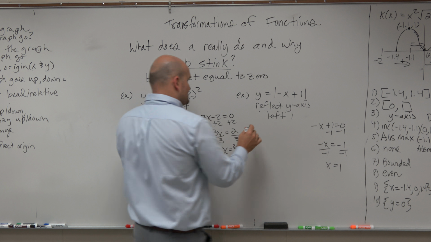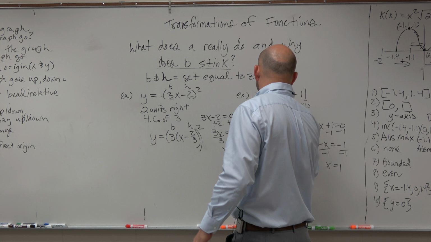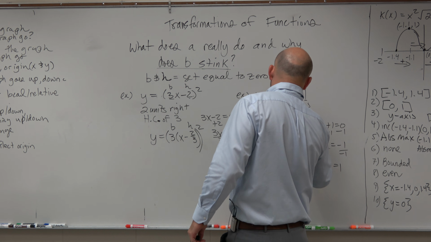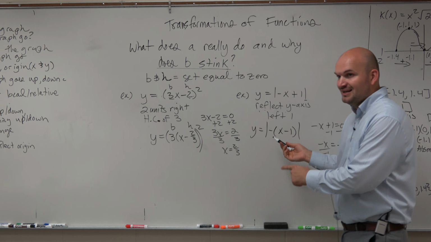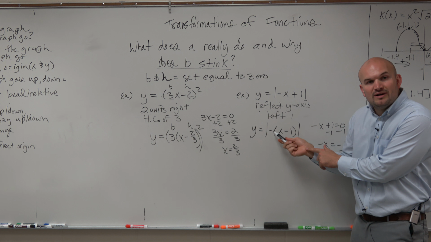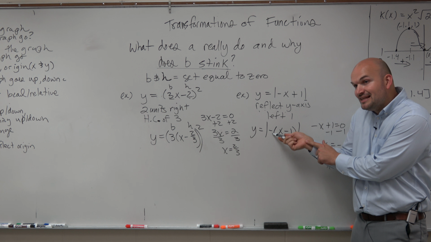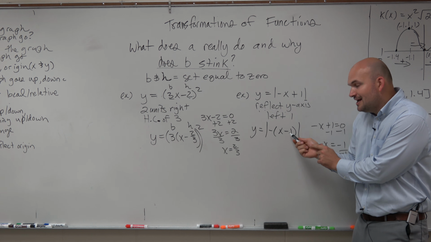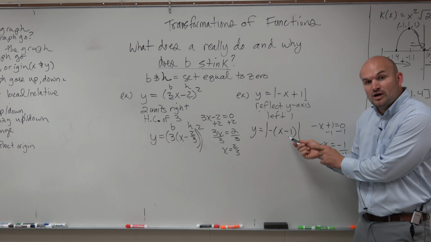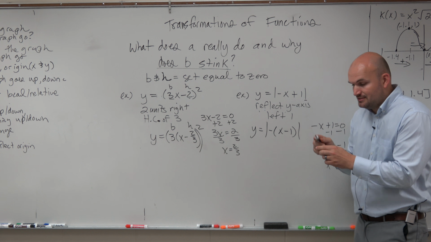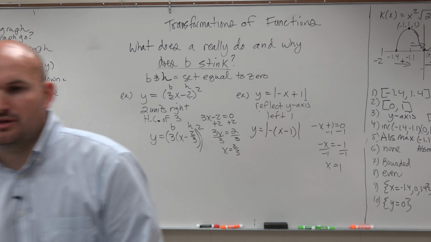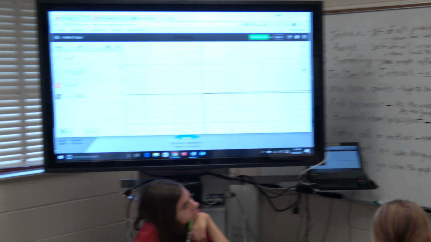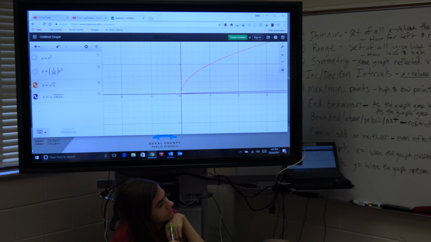In the same respect, over here, it looked like this. Do you see now? If this is now my B and H, this is a reflection over the y-axis, and then this is shifting 1 unit to the right. Now, you probably don't believe me, and you're wondering why you'd have to do all this crazy work. So let's take a look at the graphs.